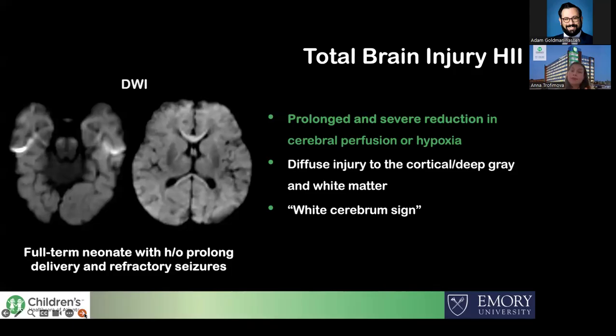of a full-term neonate who had a history of prolonged delivery and later developed refractory seizures. Here we can see on DWI there is really uniform abnormal restricted diffusion throughout both supratentorial cerebral hemispheres, involving cortex, white matter, and deep gray matter nuclei.